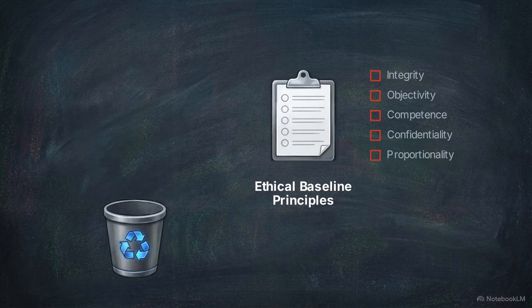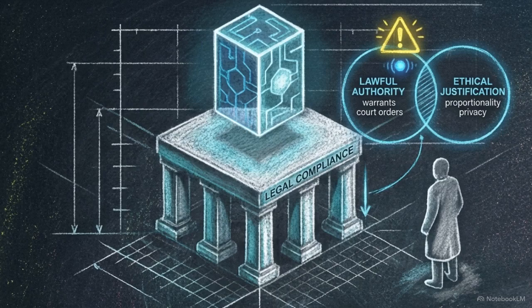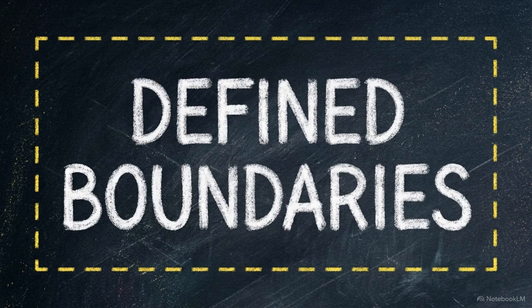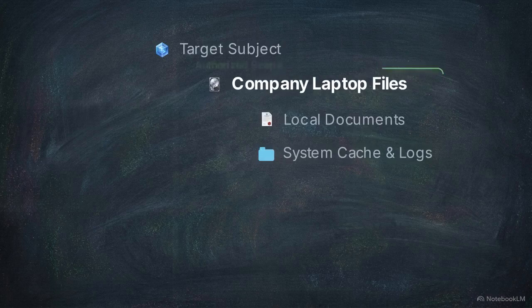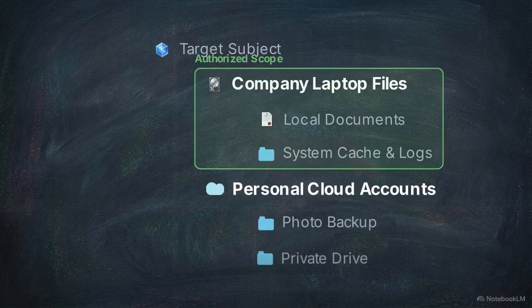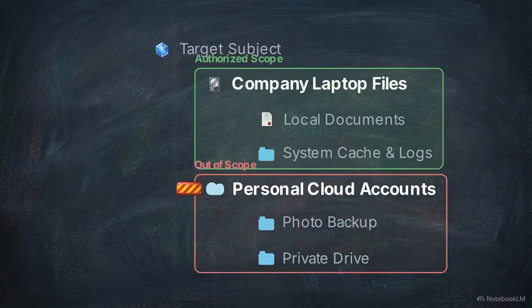The second pillar is legal compliance, the mandate to operate within authorized boundaries, like a search warrant or policy. This illustrates a critical distinction. An action can fall within lawful authority, yet still fail to be ethically justified. The practical application of navigating this intersection is known as scope limitation. Consider a corporate environment where an investigator is authorized to analyze a company laptop to locate a specific stolen file. The authority to search the local machine for that file does not grant permission to explore the user's unrelated personal cloud accounts.